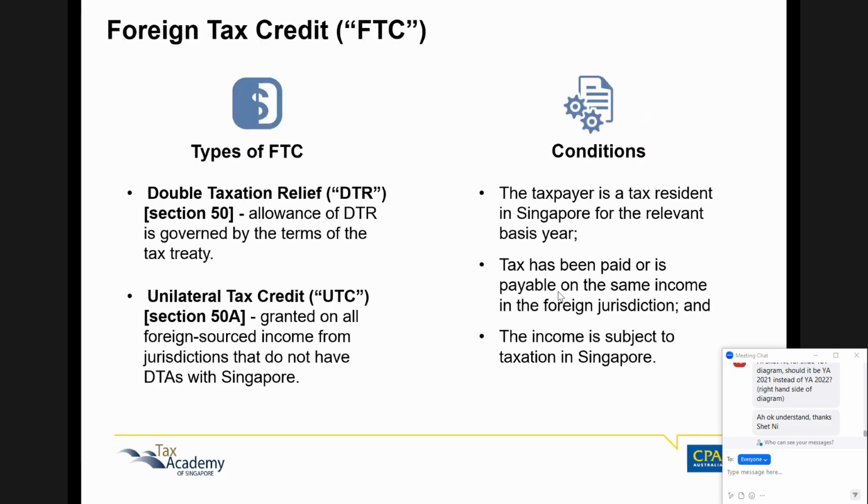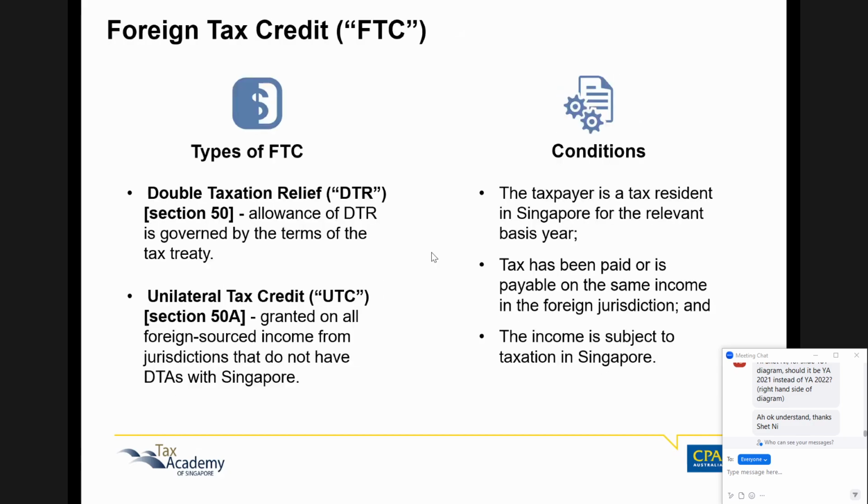Okay, so this foreign tax credit can be a double taxation relief, which will be covered under the DTA part, or unilateral tax credit, which is given to those where DTA doesn't cover. But the condition is that this person has to be a tax resident in Singapore for the relevant basis year, and tax has to be paid on that same income in a foreign jurisdiction, and the income is subject to tax in Singapore.